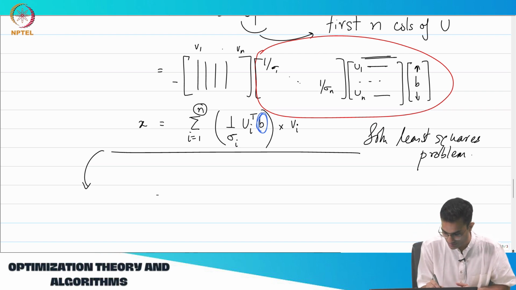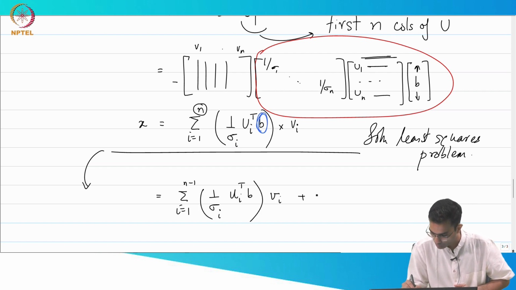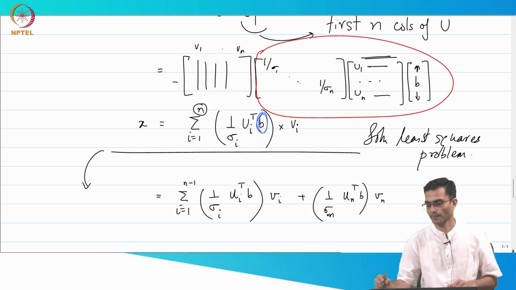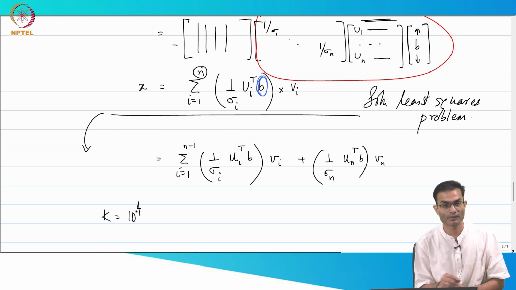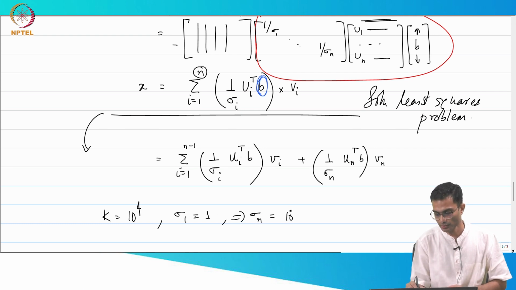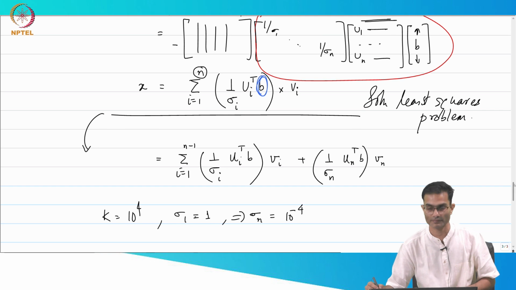So the way to see this is I can just write this as i equal to 1 to n minus 1, 1 by sigma i ui transpose b. This is the coefficient multiplied by vi, plus 1 by sigma n un transpose b vn. So let us say that my condition number kappa was 10 to the 4, and sigma 1 was 1. Therefore, sigma n is how much? 10 to the minus 4. This is my condition number. This is a reasonable condition number. It's not something very bad, right?